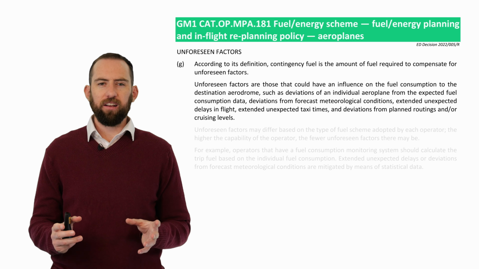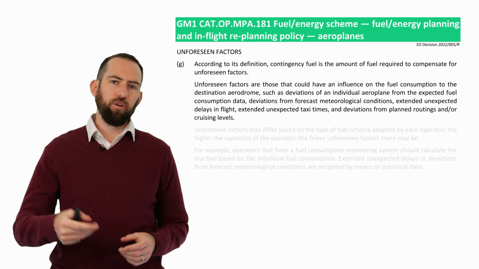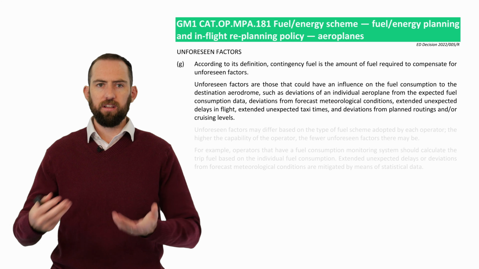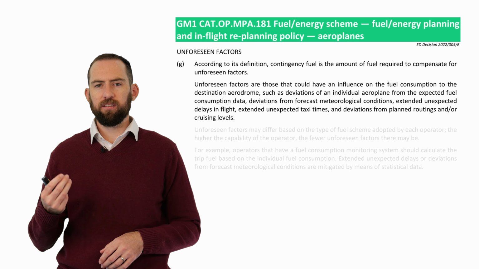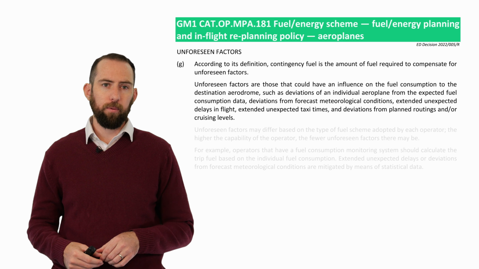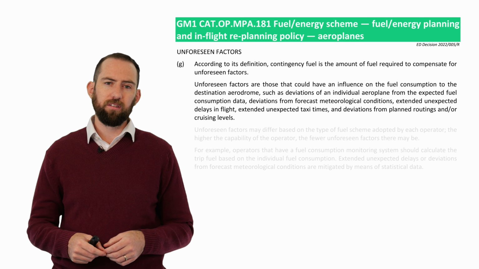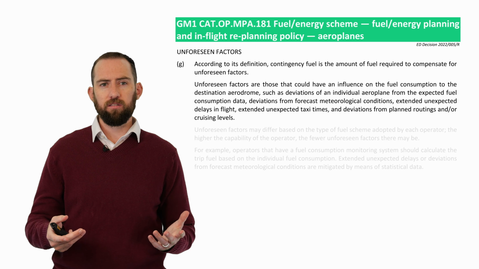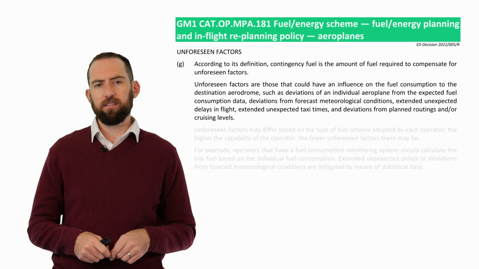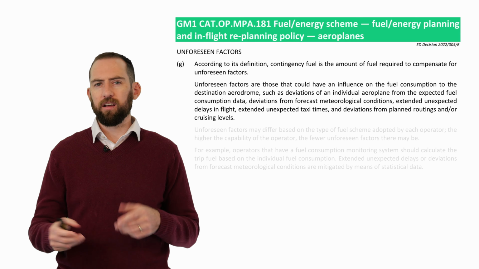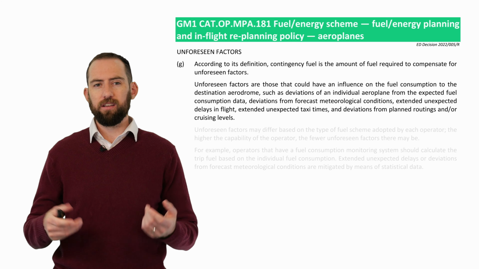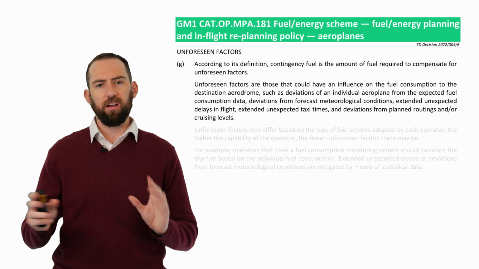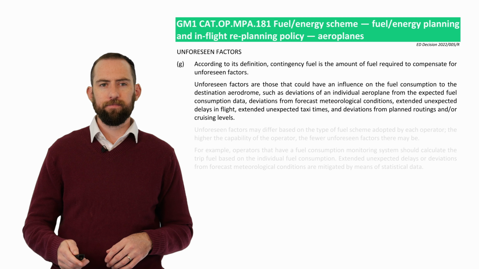So unforeseen factors are those that could have an influence on the fuel consumption to the destination aerodrome, such as deviations of an individual aeroplane from the expected fuel consumption data, deviations from forecast meteorological conditions, extended unexpected delays in flight, extended unexpected taxi times, and deviations from planned routings and/or cruising levels.